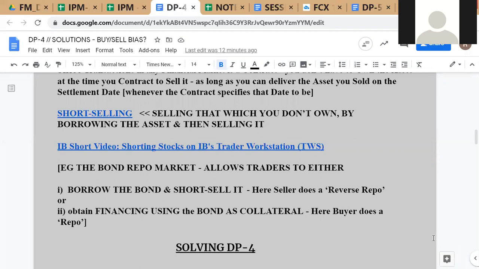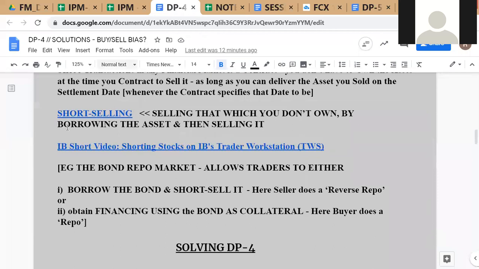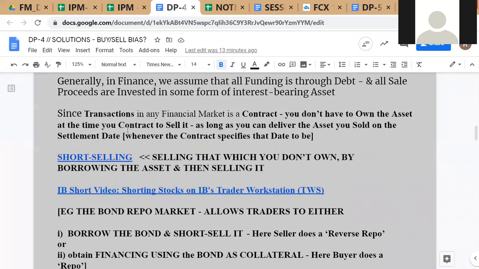But the main concept here is that the layman's concept is that you can only sell what you have. But that's not true. In financial markets, you can sell things you don't have, as long as you can find some way to borrow the asset and deliver it to fulfill your obligation under the contract of sale.